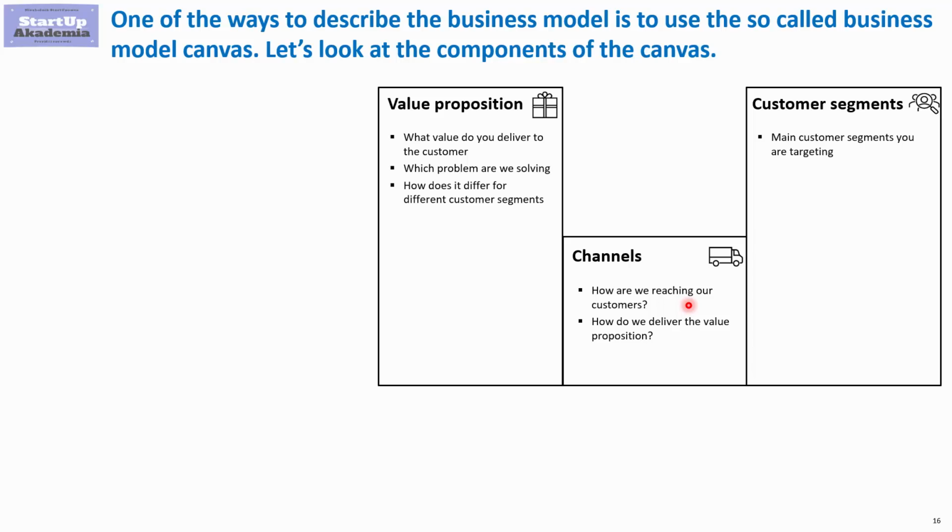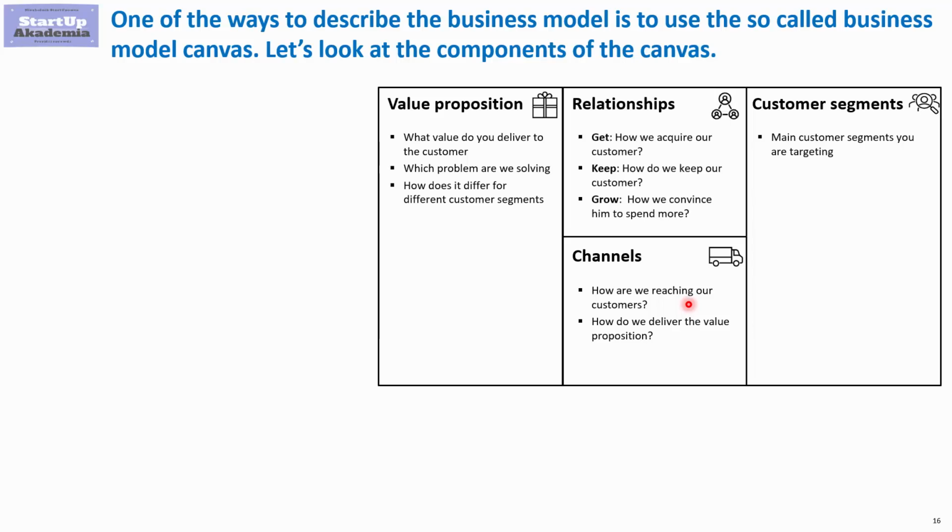A bit different things will be described in the box called relationships. Here, you should provide answers to 3 main questions. How do you acquire, in other words get the customers? How do you keep them and prevent them from moving to competition? Finally, how you convince customers to spend more money with you.